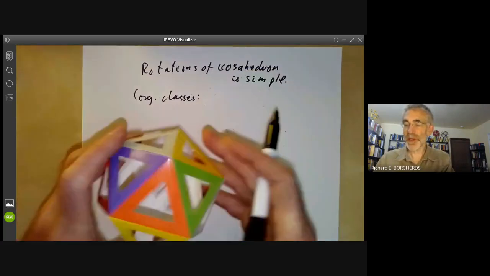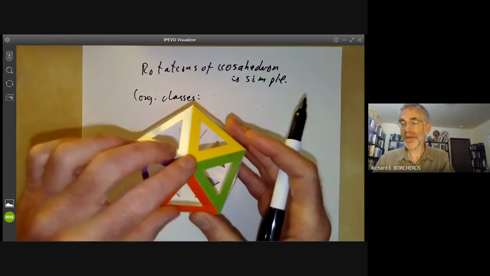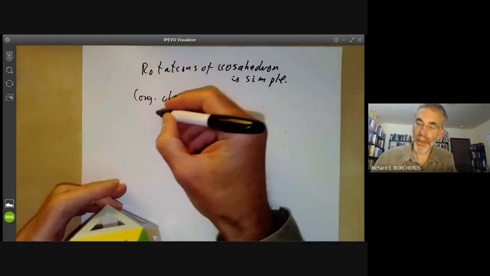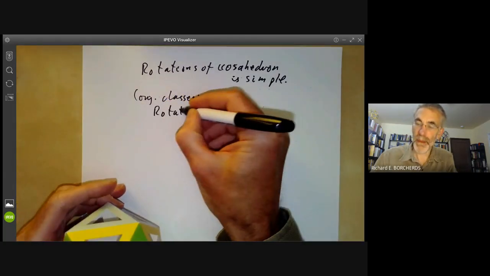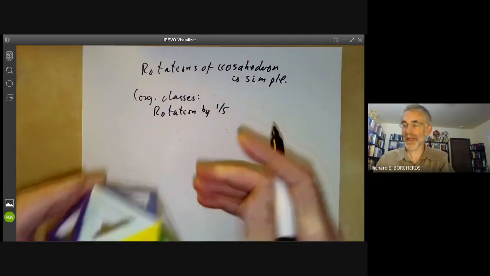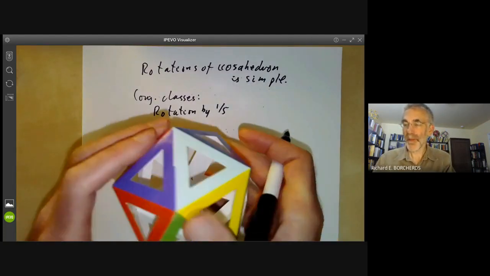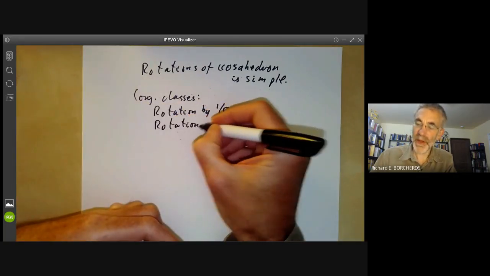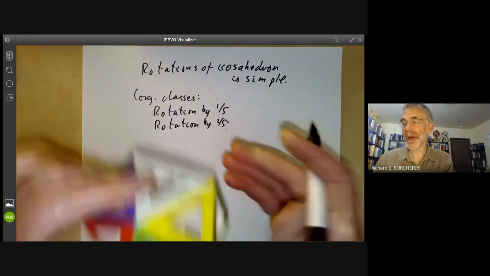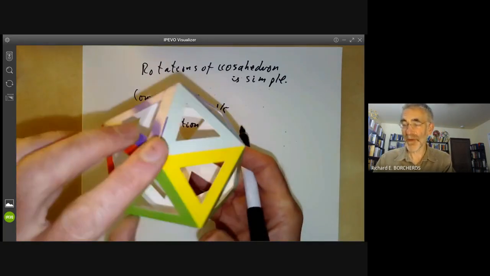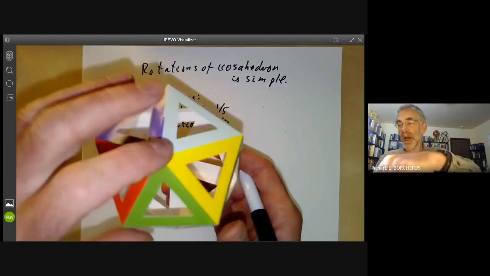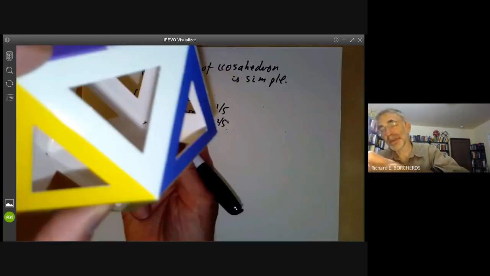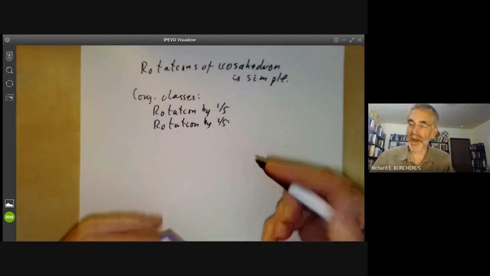So let's find all conjugacy classes of the icosahedron. Well, first of all, it's got a rotation by 1/5 of a revolution about one of these axes. And we can also have rotation by 2/5 of a revolution. And you may think we should have rotations by 3/5 of a revolution, but we don't. Because if you think about it, rotation by 3/5 of a revolution is the same as rotation by 2/5 of a revolution if you look on the other side of the icosahedron.